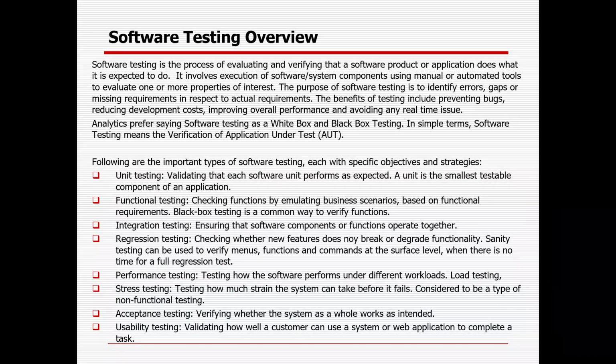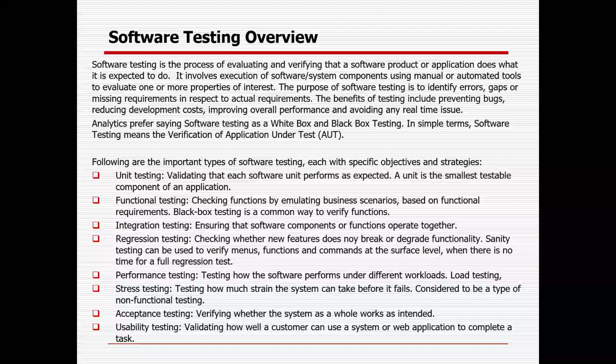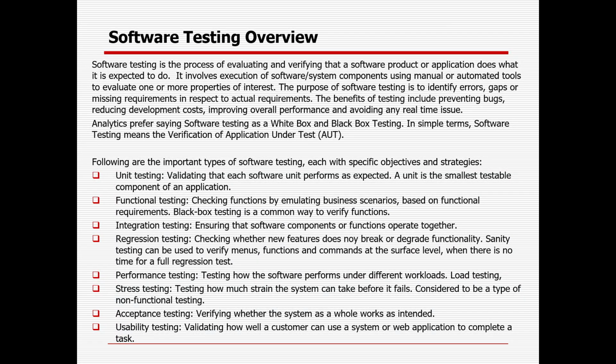Developers will refer to those documents and develop their product accordingly, and the testing team will create their scenarios, test cases or automation test scripts, and certify whether the product is working as the requirement expects. In case it is not working, they will analyze the problem, log a defect or bug, and the developer needs to fix it. So software testing involves execution of a software or system component using manual or automated tools to evaluate one or more properties of interest.